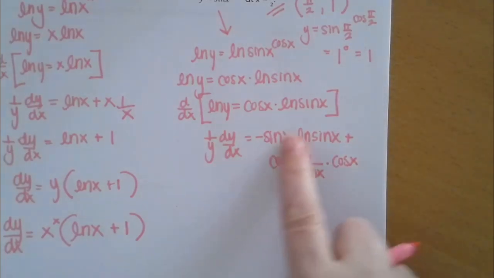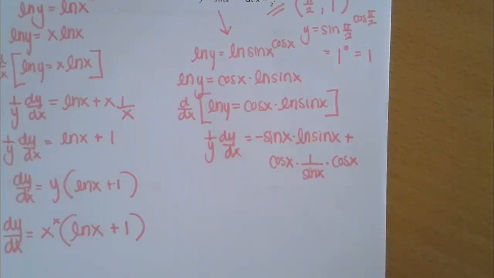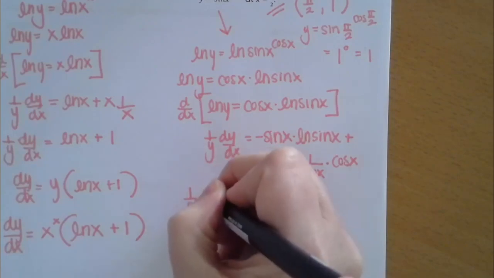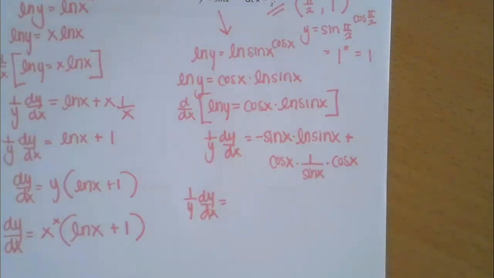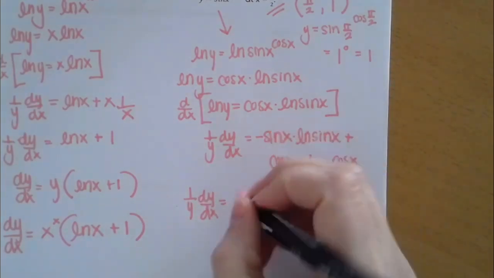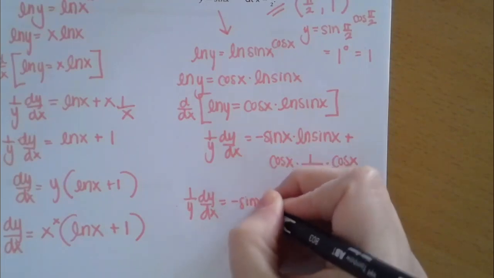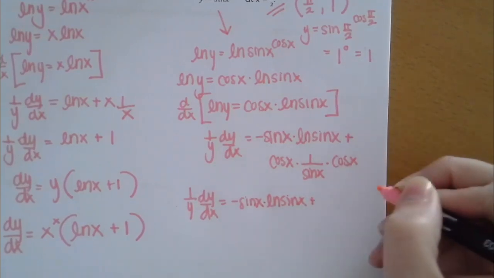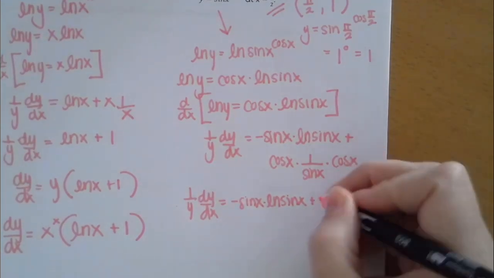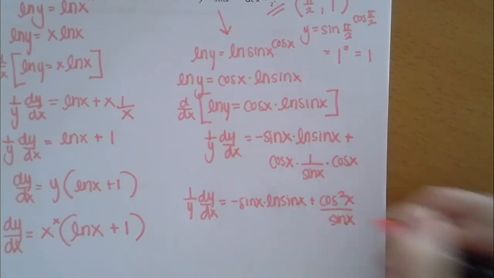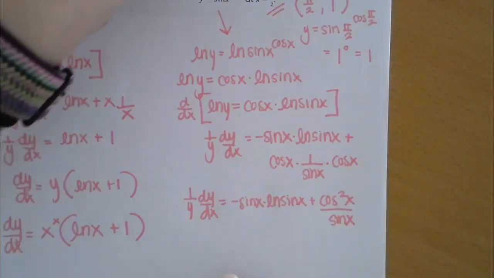Now I can probably pretty this up just a little bit right here, not by a whole lot. This is 1 over y dy dx is equal to, I would say, cosine times cosine, that's cosine squared. Right here I'm not going to be able to do much, so I'm going to go negative sine x times natural log of sine x, plus we have cosine squared x over sine x. And that's about as pretty as I'm going to get that.